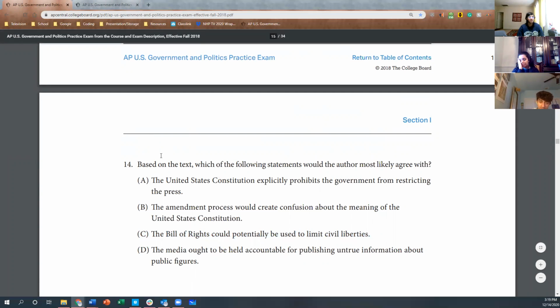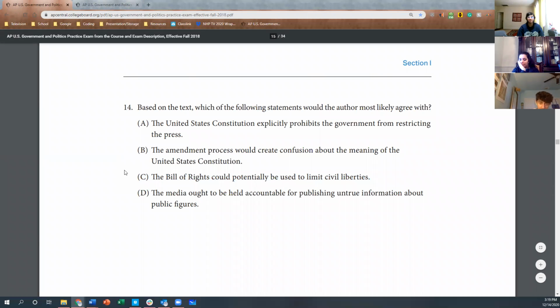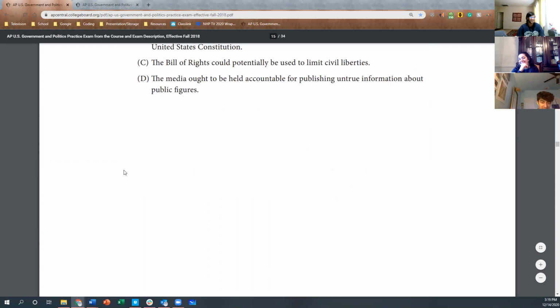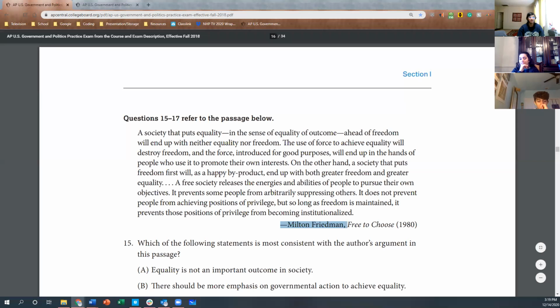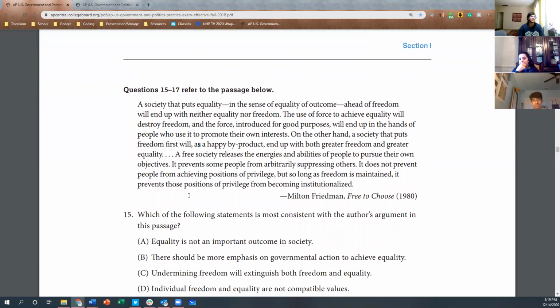Media ought to be held accountable. Okay. Wait, we did this question on a recent test. This was the one from Milton Friedman. Honestly, if you know about Milton Friedman, he is actually a very prominent scholar. Like most people know, he's a very outspoken libertarian. So if you knew that, you wouldn't even have to read this. He's big about liberty before equality. I just saw the words freedom and I was like, this is libertarian. Yep.